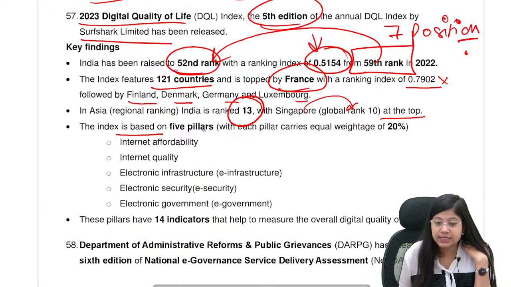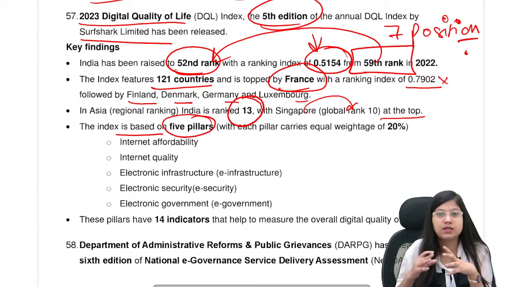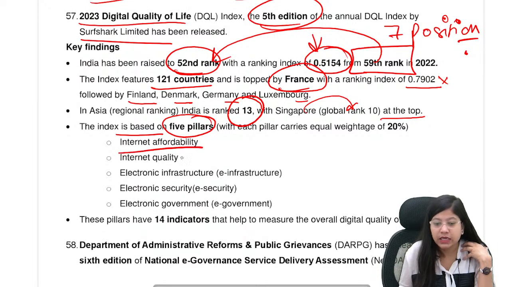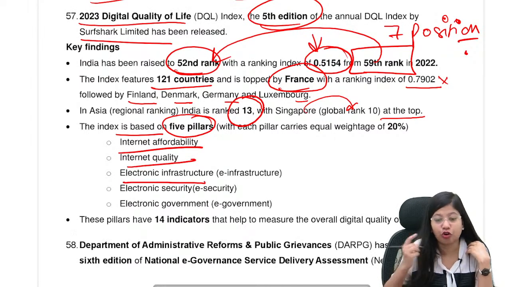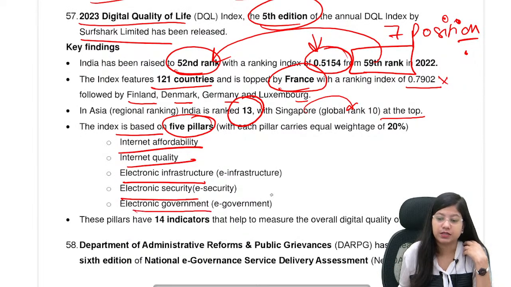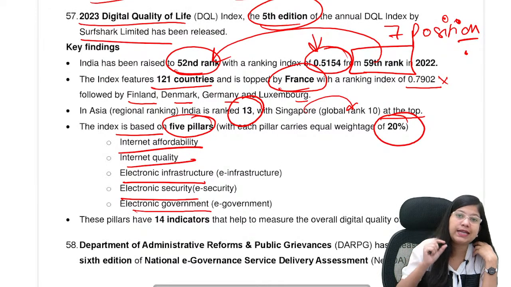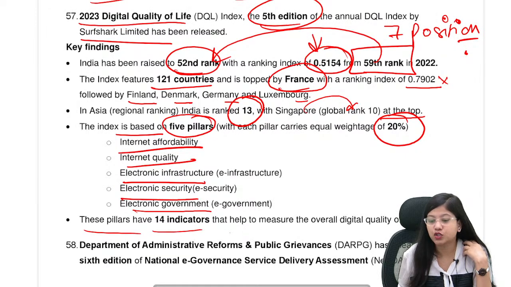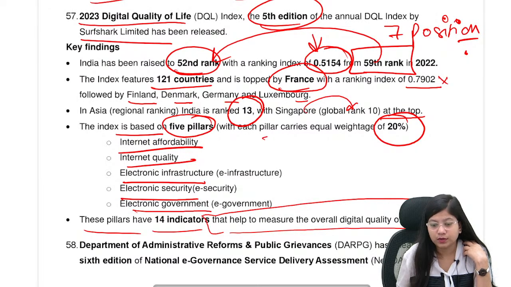Now the index is prepared on 5 pillars. What does this index actually measure? It measures internet affordability, internet quality, internet infrastructure, electronic infrastructure, electronic security, electronic government. Okay? And all of these parameters have an equal weightage of 20%. These pillars have 14 indicators to help measure the overall digital quality of life. So 5 pillars, 14 indicators.